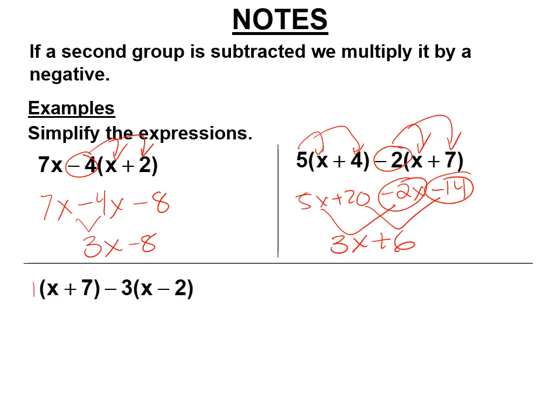So this is just 1 times that. So 1x is x, 1 times 7 is 7. If you see that, that's people just trying to confuse you. Just get rid of the parentheses because you're multiplying by positive 1.